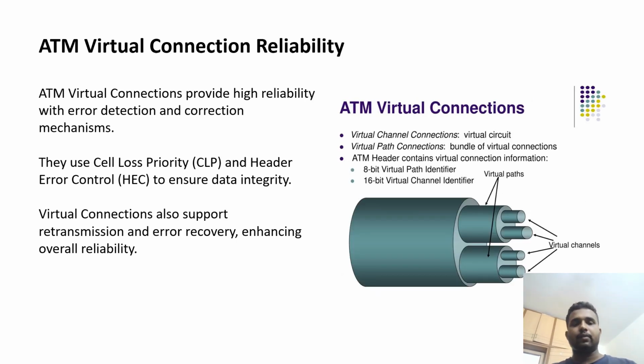ATM virtual connectivity. ATM virtual connections provide high reliability with error detection and correction mechanisms. This uses cell loss priority, CLP, and data error control to ensure data integrity. Virtual connections also support retransmission and error recovery, enhancing overall reliability.